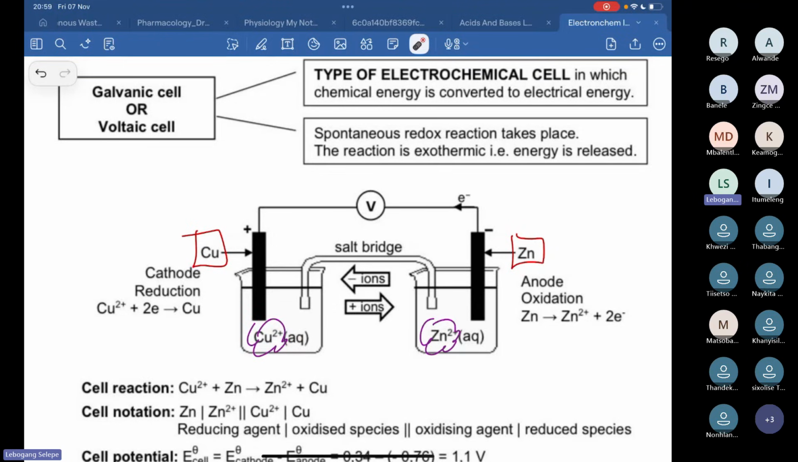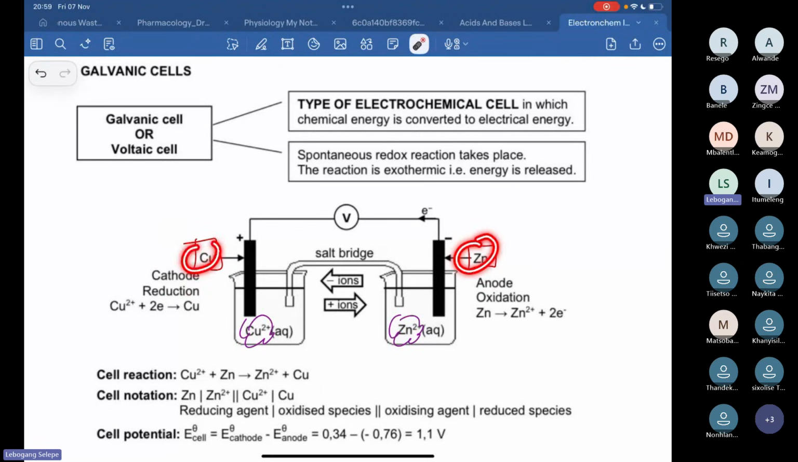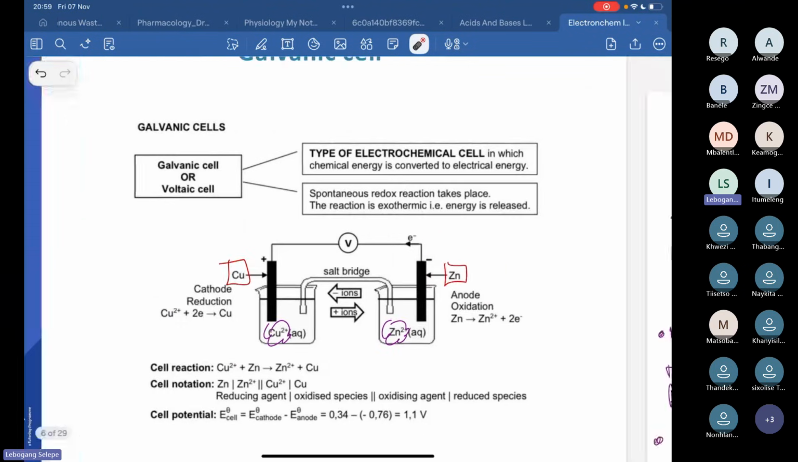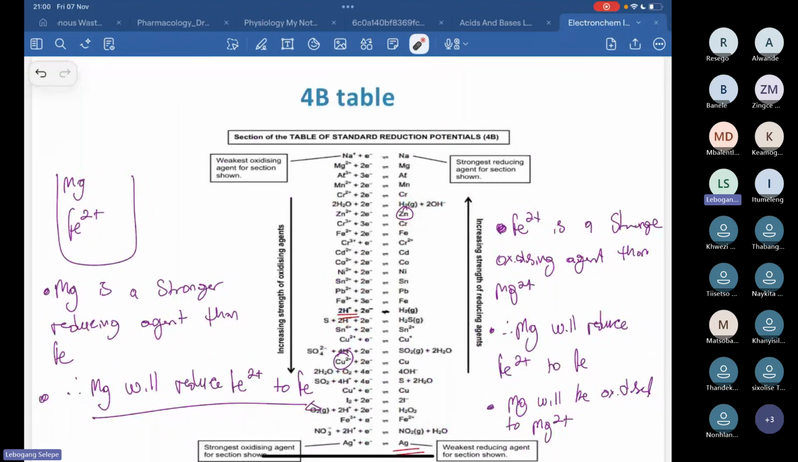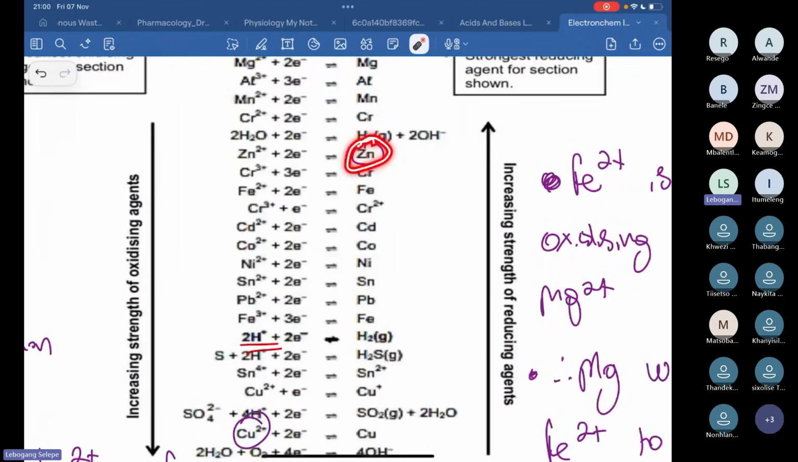So which pair will be able to undergo a spontaneous reaction? Is it Zn and Cu2+, or is it Zn2+ and Cu? Let's go to the table and compare, right? So if Zn is above Cu on the table, it means that this is a better donator of electrons than copper. So therefore, this one would be the one that donates, right? So let's go to the table and see which one is better. So Zn is here. Where is Cu? Cu is here, right? So Zn is above Cu, right?